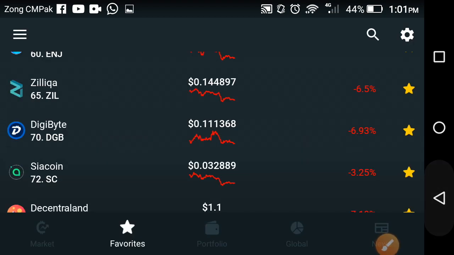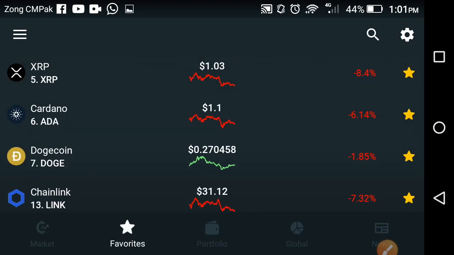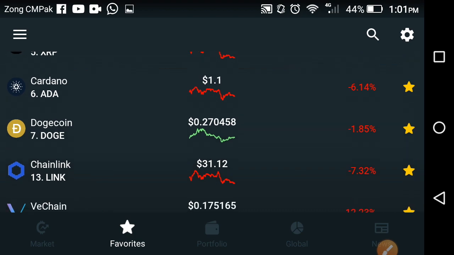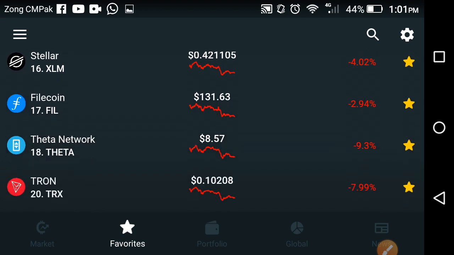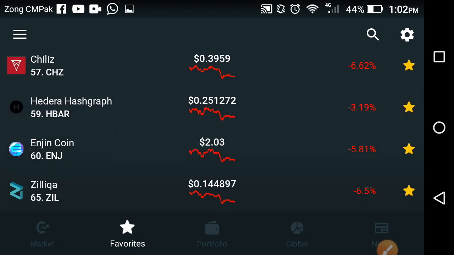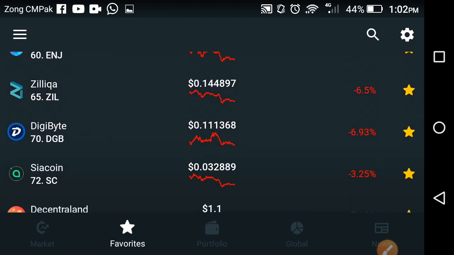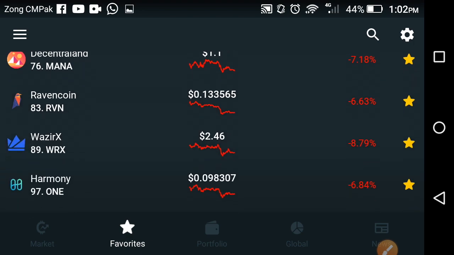Now if you look at the cryptocurrency market at this time, friends, as you can see here, XRP, Ripple, Cardano, Dogecoin, Chainlink are falling fast. Every cryptocurrency is falling fast. VeChain, Stellar, XNM, Filecoin, Theta, Tron, TRX, BitTorrent, Holochain, Hedera Hashgraph, Chainlink, and DigiByte, Shiba Coin, Decentraland. A lot of cryptocurrencies are falling fast.